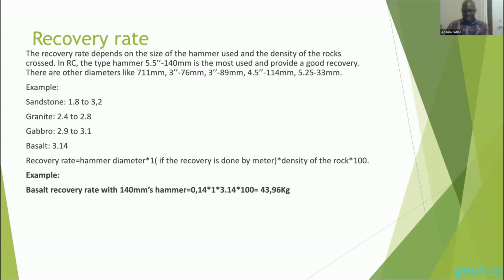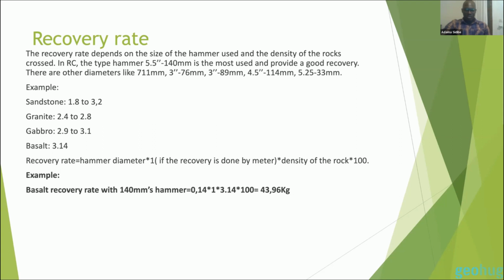The recovery rate calculation is: you have to multiply the hammer diameter by 1 if the recovery is 1 meter. But if the recovery is 2 meters, you have to multiply by 2. Multiply the hammer diameter by 1, multiply by the density of the rock, multiply by 100.